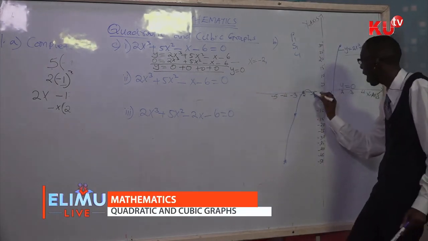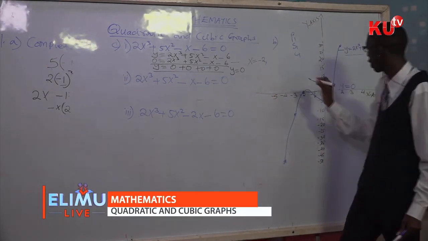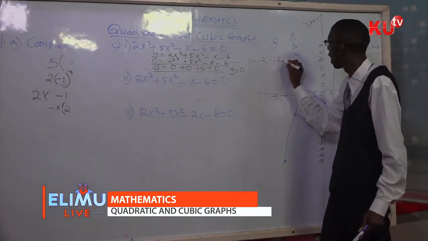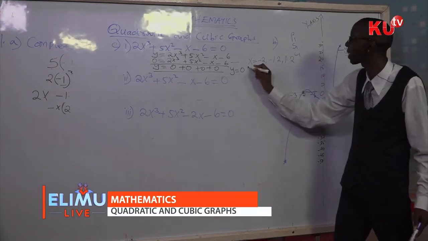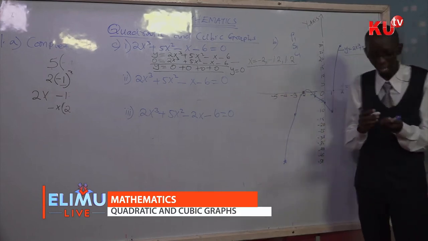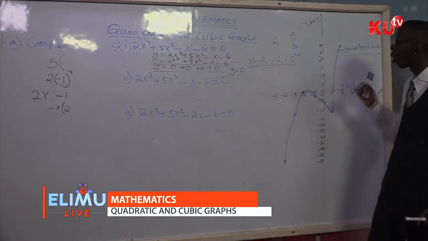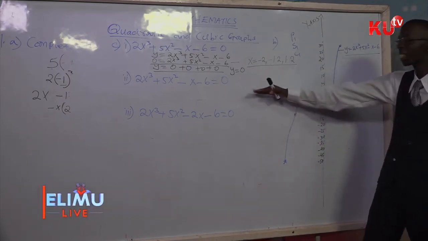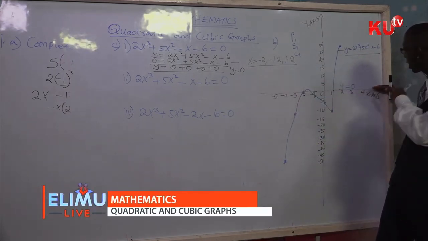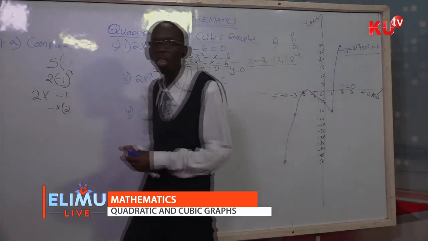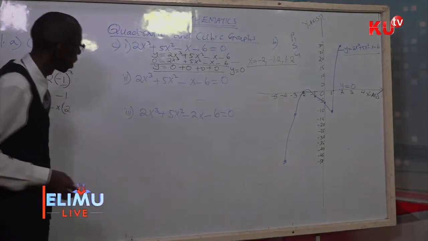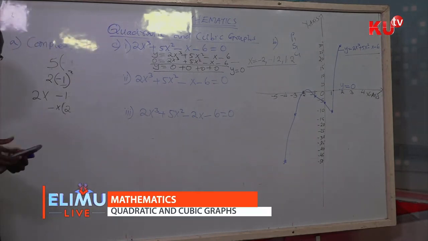Mine are -2, so you'll come and write x is equal to -2, comma, another value of x is mine is -1.2, and another value of x is around 1.2. You must get accurate values because you have a graph book. So the values of x where the graph touches the line y is equal to 0, which is the x-axis, are -2, -1.2, and +1.2.